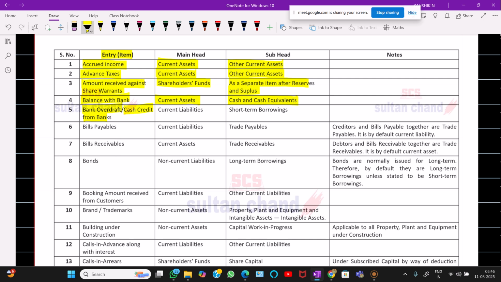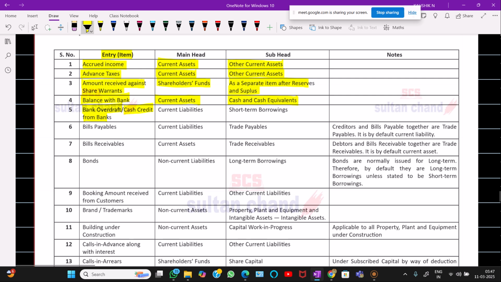a short-term finance. He is helping or supporting my business by providing short-term finance. That means I am borrowing the money from the bank. So bank overdraft is literally a short-term finance. It is a borrowing. So that is the reason we are going to locate it in the terms of current liabilities, because the word says very clearly it is a short-term finance.